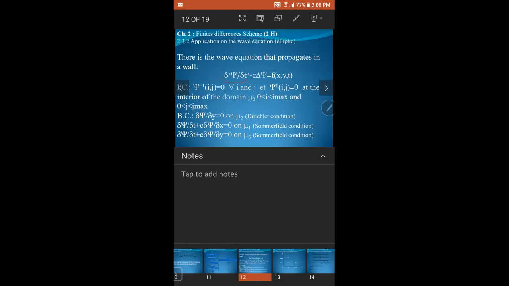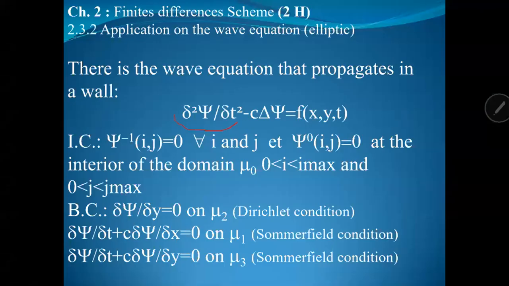Okay, like this. Then there is the wave equation that propagates in a wall, and it is written as d square psi over dt square minus c delta psi equal f(x, y, t). F is a function of x, y, and t time. C is the light celerity, the light velocity, 3 times 10 power 8.